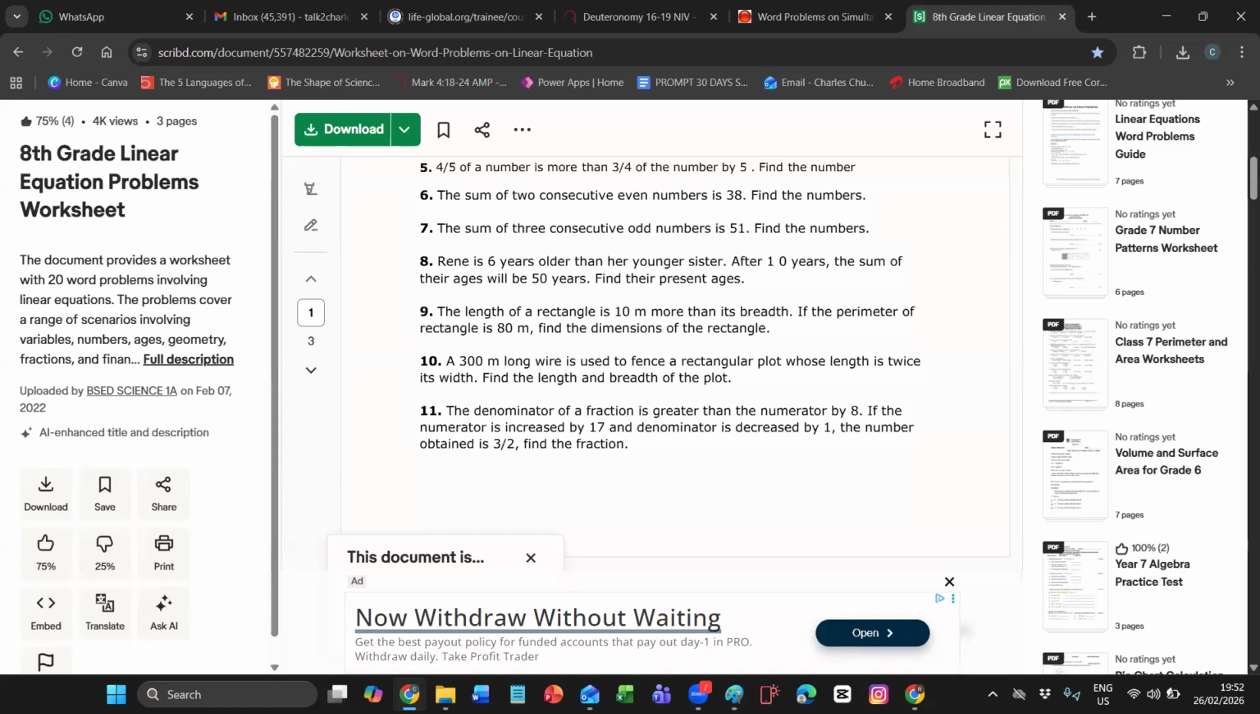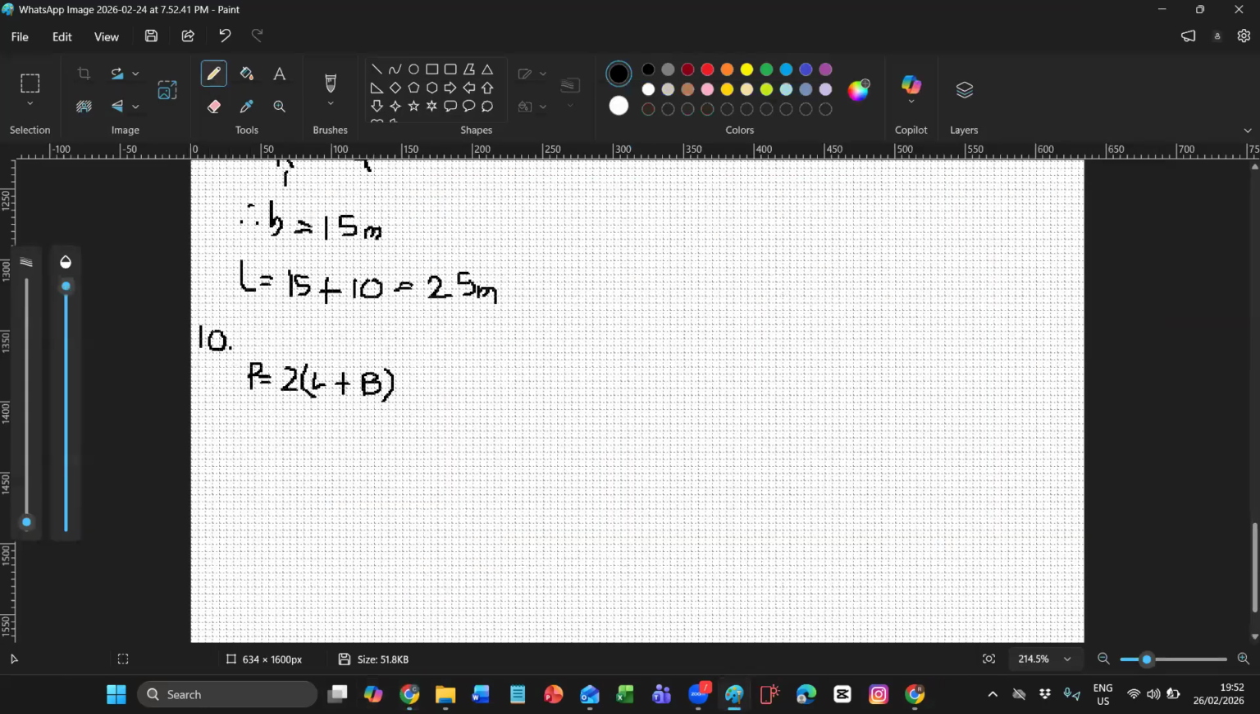Can you go back to the writing, please? Okay. Equals 300. So it's safe for us to assume that the perimeter is 300, right? Yes, sir. Because that was what was used to create the rectangle, in other words, to fence the plot.